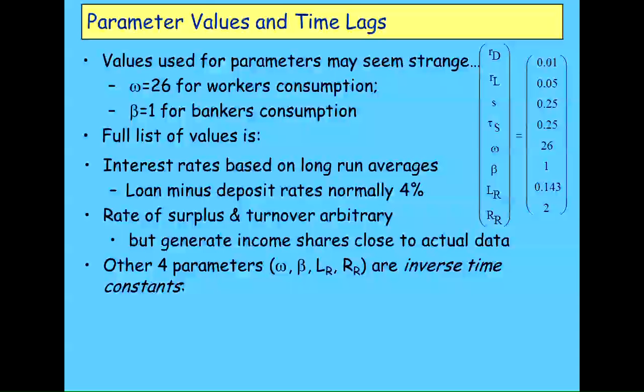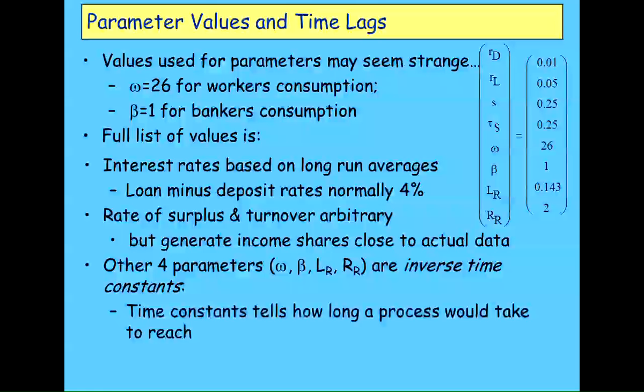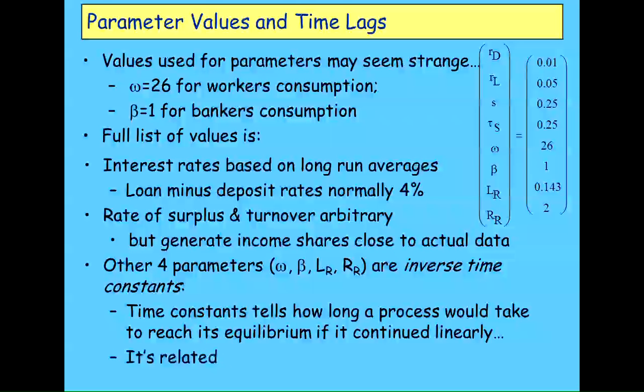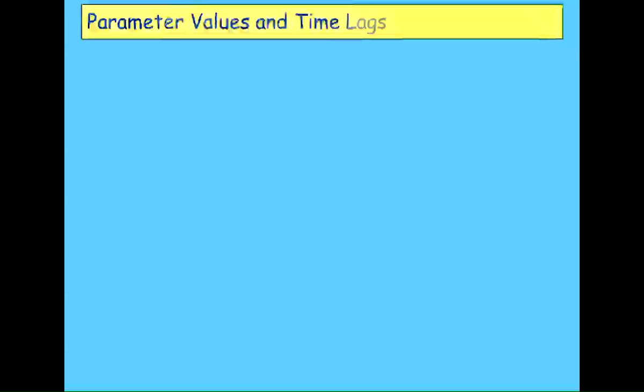And what they are is inverse time constants. A time constant is something that tells you how long a process would take to reach its equilibrium if it kept on going at a linear rate, which of course it doesn't, because the tank the money's pouring out of falls in size as time goes on. So it's related to the slope of a function at its very initial point. I want to take you through the basics of this.